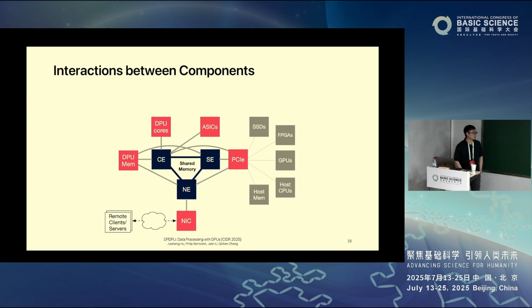Okay, so we also allow interactions between different engines in the DPU because they are all on the same DPU board, right? They share the DPU memory, so applications can selectively enable and disable these engines for their own needs. And on top of the DPU, we want to support a range of cloud data systems, including key value stores and database systems.